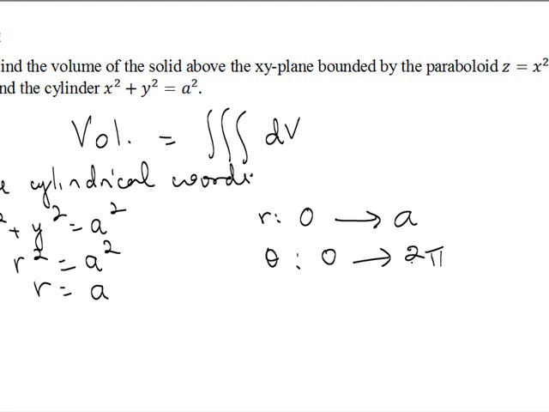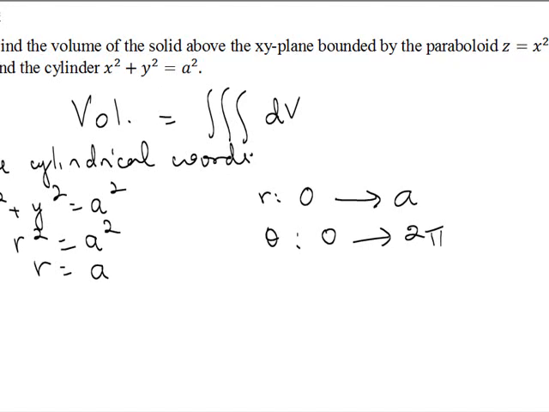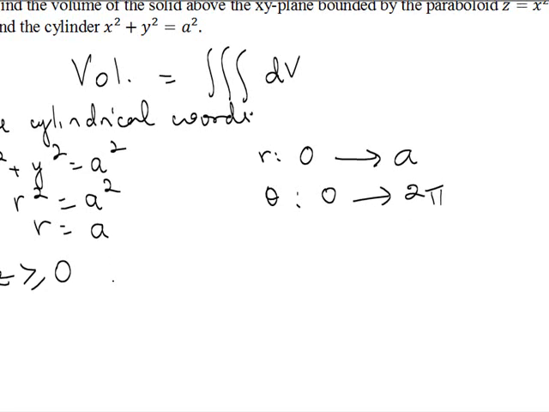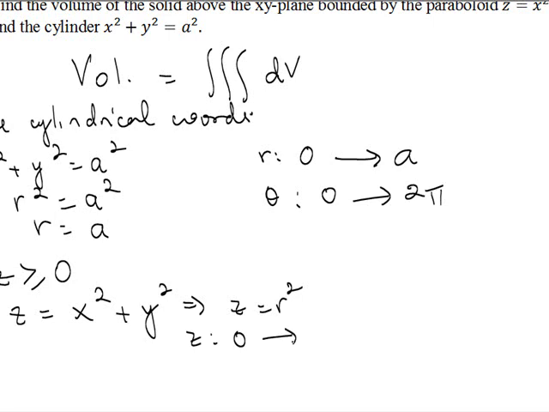Now we need the limits for z. Now look at what the problem says. The solid lies above the xy plane and is bounded by the paraboloid z equals x squared plus y squared. So if it's above the xy plane, note that z is always greater than or equal to 0. So your lower limit has to be 0. Now let's convert z equals x squared plus y squared. What does that convert to? z equals r squared. And so your limits for z would be 0 to r squared.